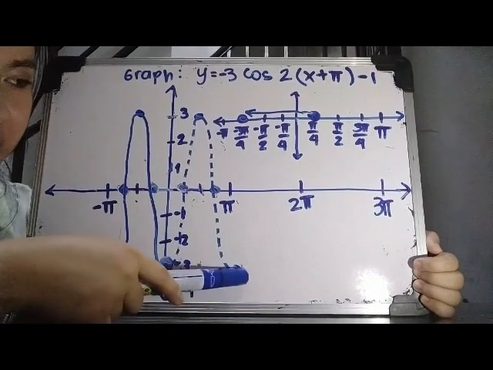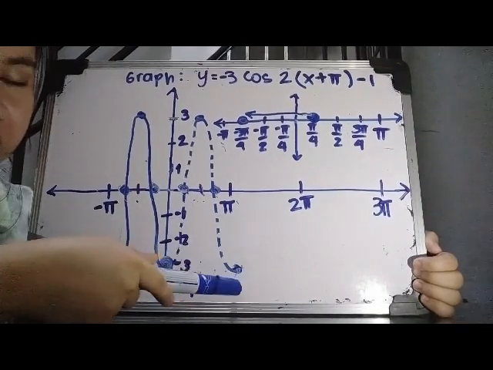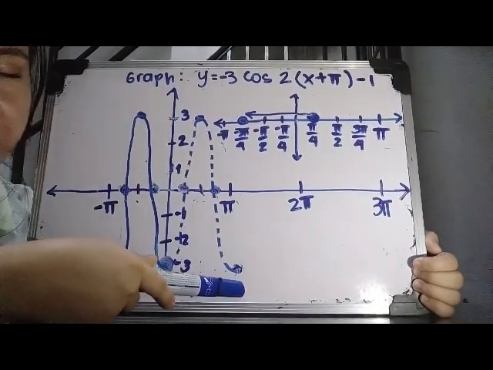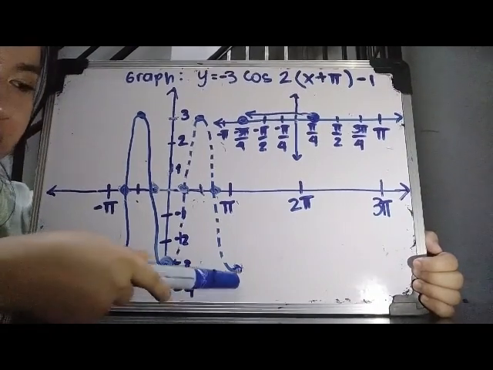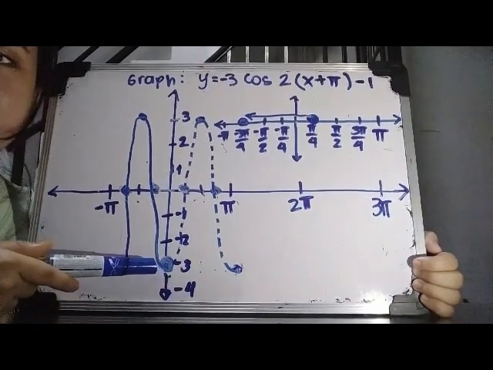And lastly, this point parallel to pi. Okay, so it's going to be pi minus pi, so it's 0. That's why we are here on the y-axis.